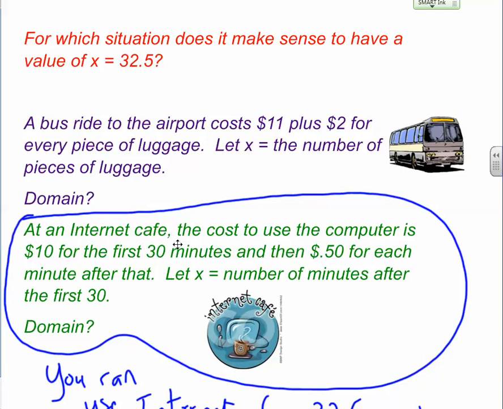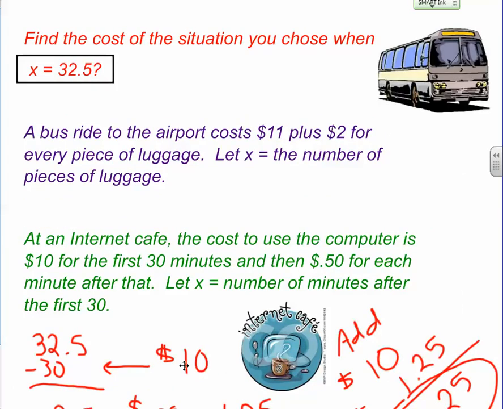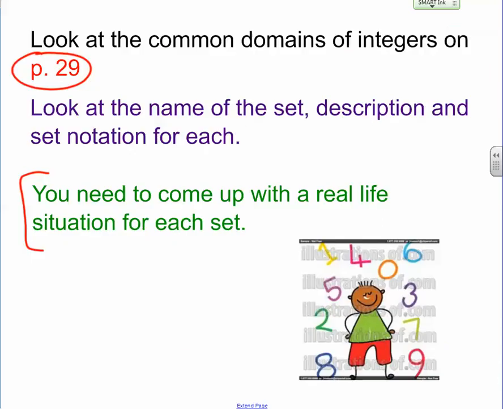So you'd pay $10 for the first 30 minutes, and then 50 cents 2.5 times. 2 50 cents is $1, and a half of it is 25 cents. So it would be $10 plus $1.25. So that's $11.25 when X is 32.5 for the internet cafe example.